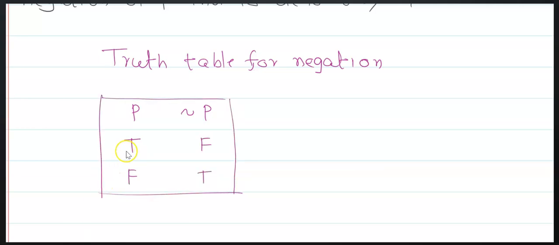Next is a very simple truth table: P and negation of P. Any statement has two values. One is T, the negation of T is F, and the negation of F is T.